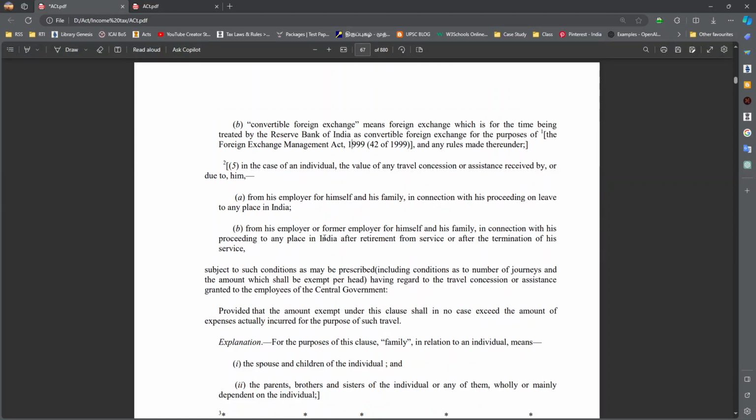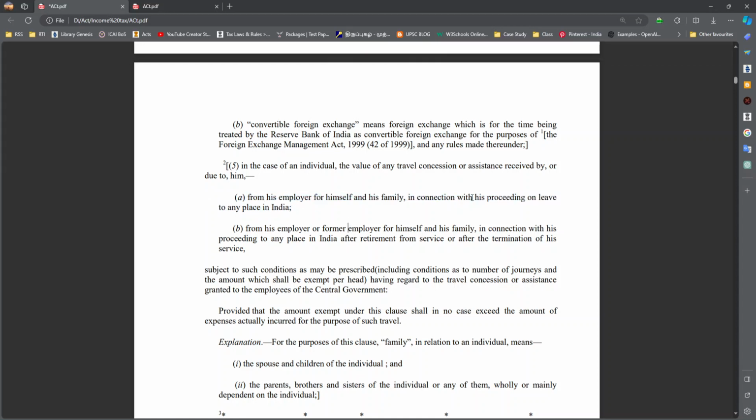Okay. In the case of an individual, the value of travel concession or assistance received by him or due to him from his employer, for himself or his family, in connection with proceeding on leave to any place in India. So that is an individual who is having travel concession. He is going to travel somewhere, and the employer is providing for himself or his family in connection with leave travel within India. Then that income is exempted. It also applies from his employer or former employer for himself and his family in connection with proceeding to any place in India after retirement from service or after the termination of service.